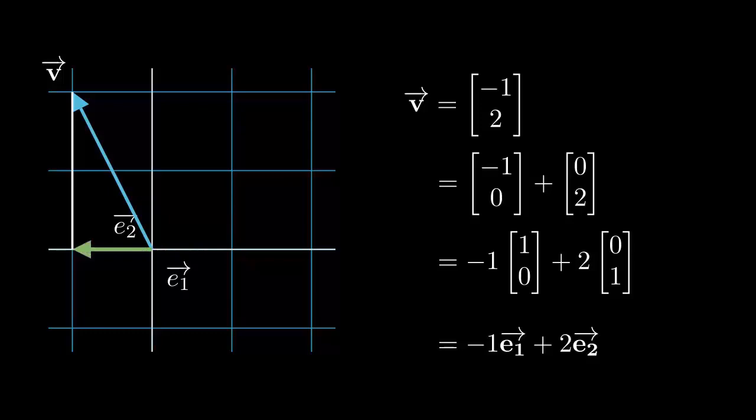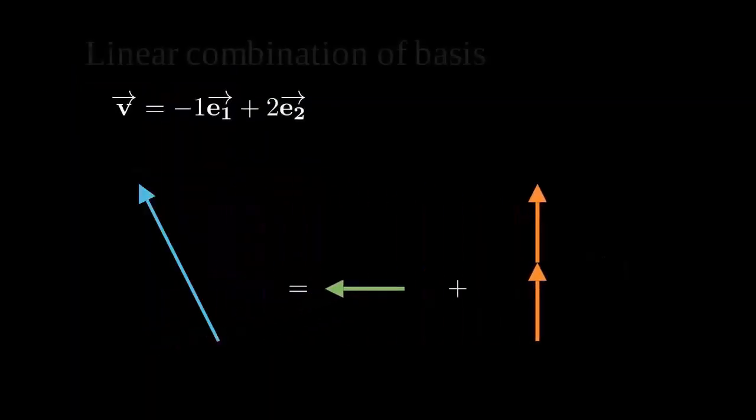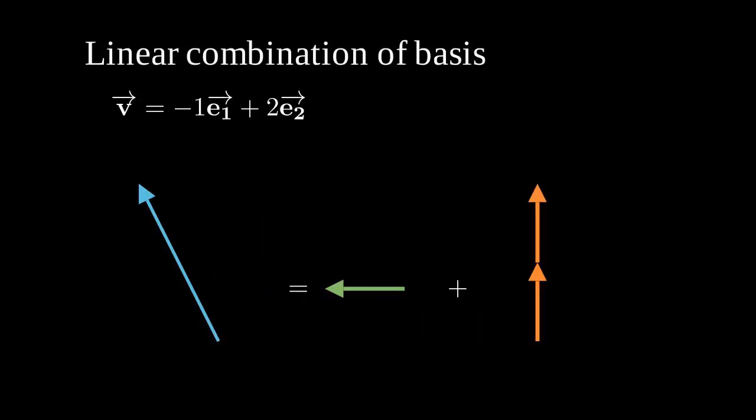V's x component is here, which is -1 times e1. V's y component is here, which is 2 times e2. You know this well. This is easy. You can decompose a vector into basis components. You are familiar with this. This was a linear combination representation of a vector, but can we do the same to the normal function?